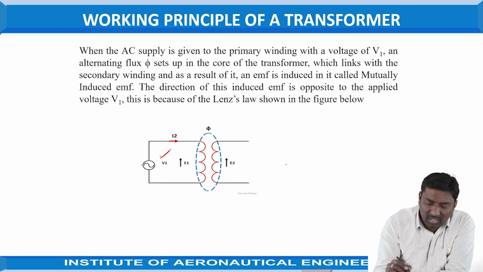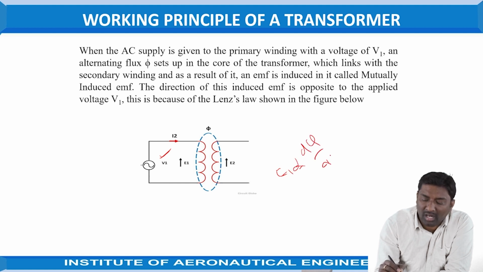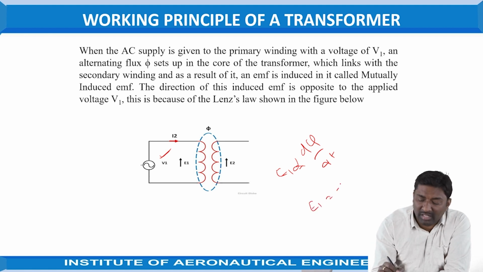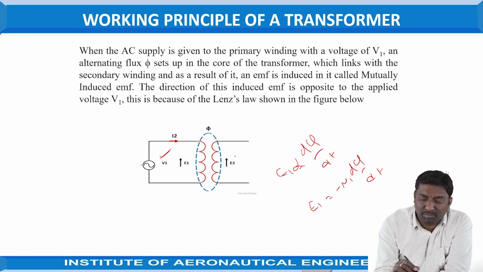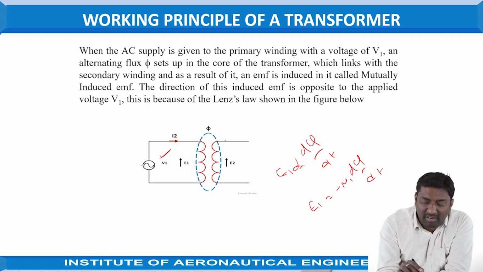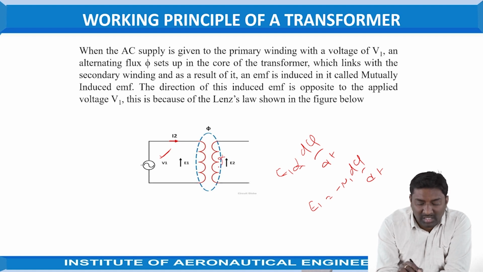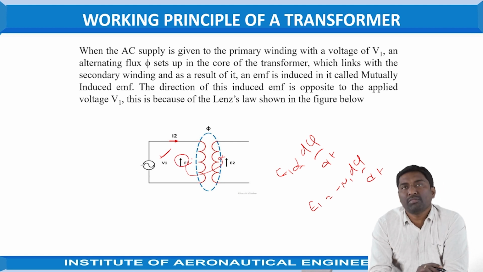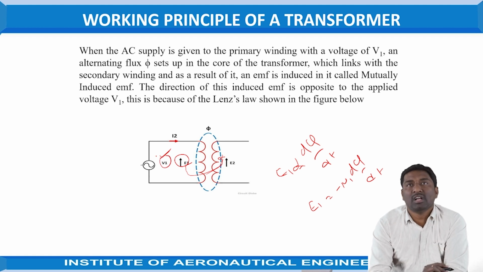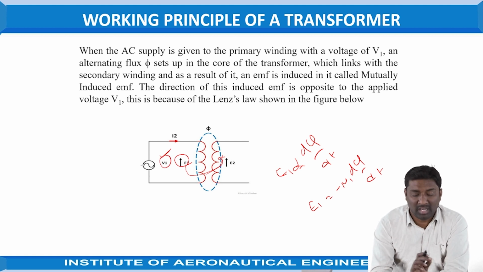You can observe here, E1 is directly proportional to d phi by dt according to Faraday's law of electromagnetic induction. That is, E1 is equal to minus N1 into d phi by dt. Whatever induced EMF is produced in the secondary winding, the secondary winding flux opposes the primary winding induced EMF E1, or the primary winding supply voltage V1, according to Lenz's law.